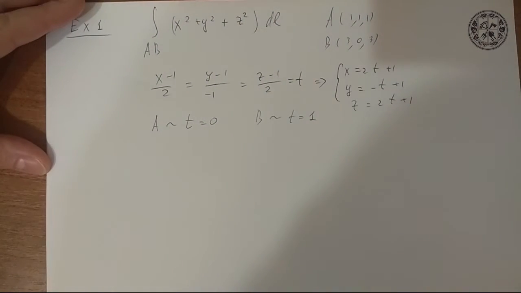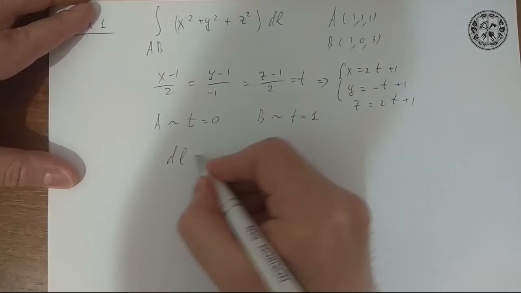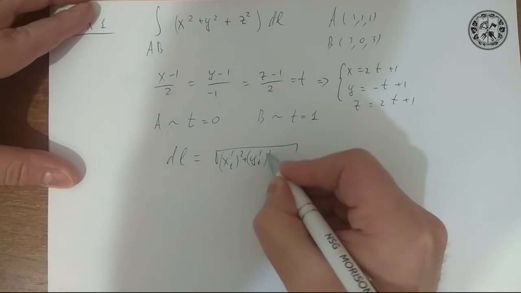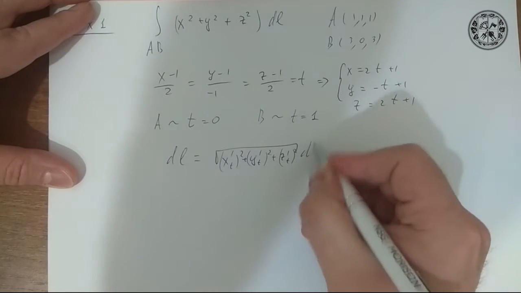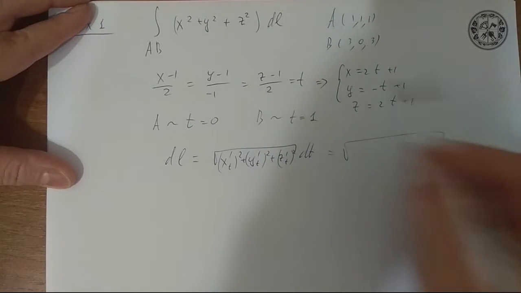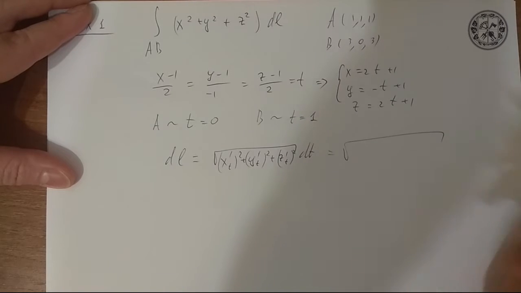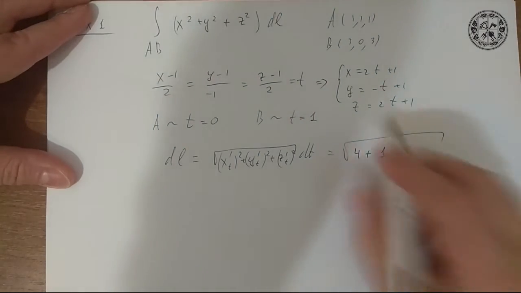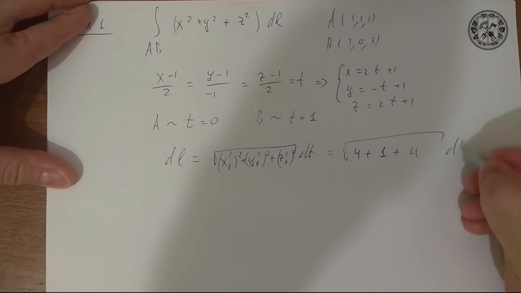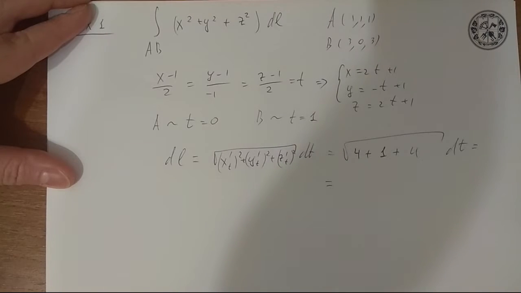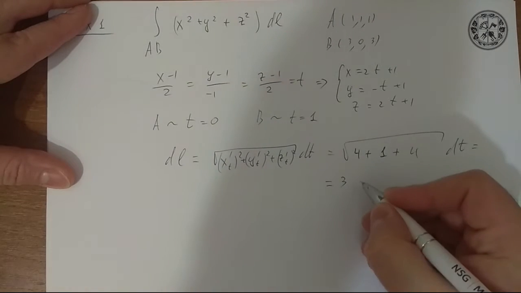Let us now find the differential of this curve. dl will be the square root of x prime of t squared plus y prime of t squared plus z prime of t squared dt, which will be the square root of: the derivative of 2t plus 1 is 2, so we get 4, plus the derivative of minus t plus 1 is minus 1, squared is 1, and the same for z gives 4, dt. We get 4 plus 1 plus 4 is 9, the square root of this is 3 dt.